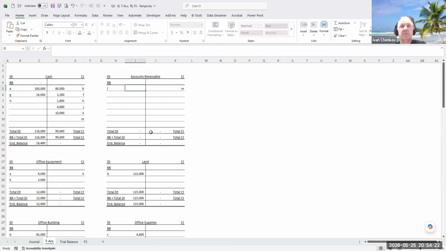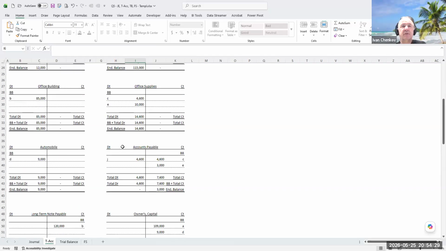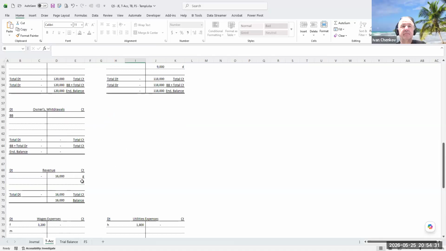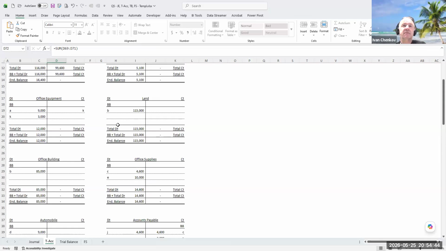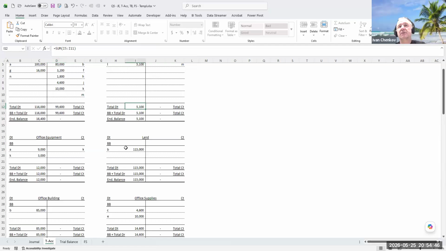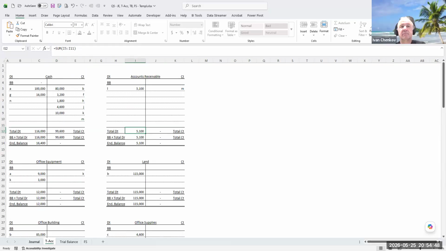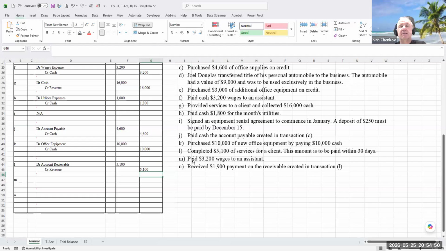Let's post this one in the T account. So our accounts receivable is going up $5,100, and our revenue goes up with $5,100. So our revenue right now is $21,100. But we have accounts receivable of $5,100. Let's see what's happening. Letter M.